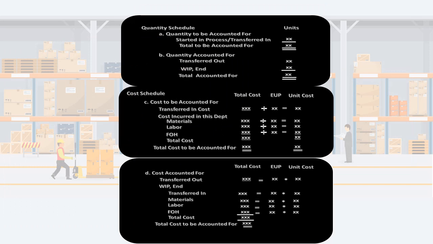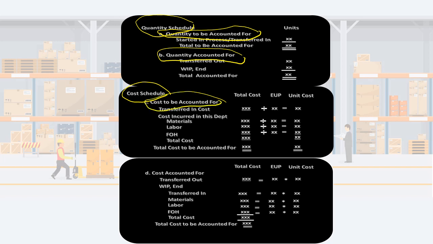Okay, so just to give you an idea, ito po yung magiging itsura ng ating cost of production report. So meron tayo dito sa taas na quantity schedule, then meron tayo dito sa next na cost schedule. So under quantity schedule, we have the quantity to be accounted for, and we also have the quantity accounted for. Doon naman sa ating cost schedule, we have the cost to be accounted for, and we also have the cost accounted for. So ito po yung magiging component ng ating cost of production report.